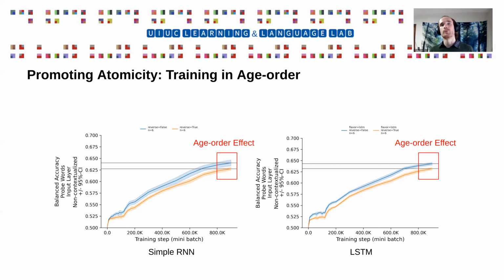So I've called this the age order effect. And it's interesting not only because of the idea that we can promote atomicity using developmentally friendly training, but because it suggests a potential deep similarity between connectionist systems and humans, and the interaction between model and data, and the experiences that early on can have long-term consequences for how a model processes information.